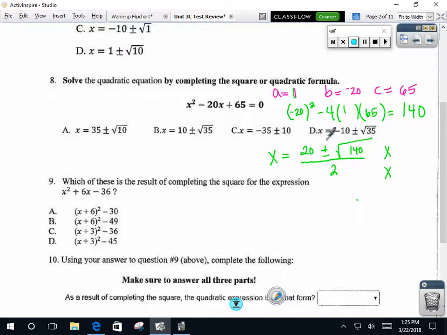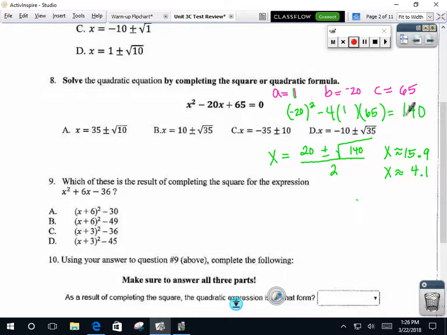Okay, so now when you typed it in with the plus sign, what did you get? 15.9. When you typed it in with the minus sign, what did you get? 4.1, because it's like 4.08, so 4.1.